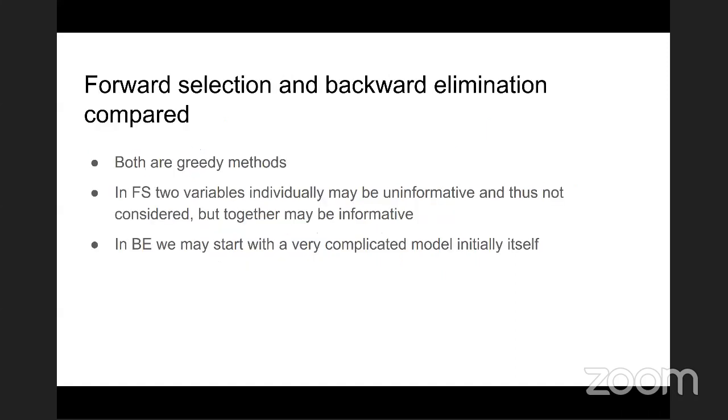So when you compare, both of these are greedy methods. In forward selection, if two variables individually are uninformative, but together they are informative, then you won't be able to select them using forward selection. But in backward elimination, you will be able to keep them together, but you start with a very complicated model and it becomes computationally inefficient because you are first fitting in high dimensions and then you are going towards lower dimensions. So you're going on that curve, the curve that I showed in one of the earlier slides. You're going from right to left as opposed to left to right.